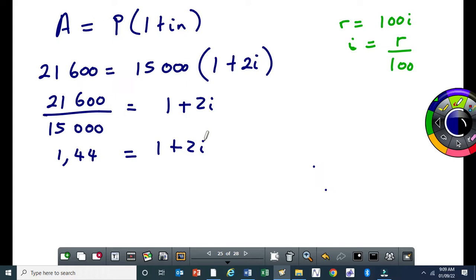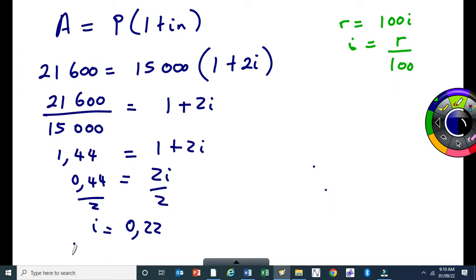Solving a simple equation like this should not be a problem because you are in grade 10 now. So you take the one to the left, and you get 0.44 equals 2i. Then we divide both sides by 2. So your I will be equal to what? You get 0.22. From there we can say therefore R would be equal to 22%.